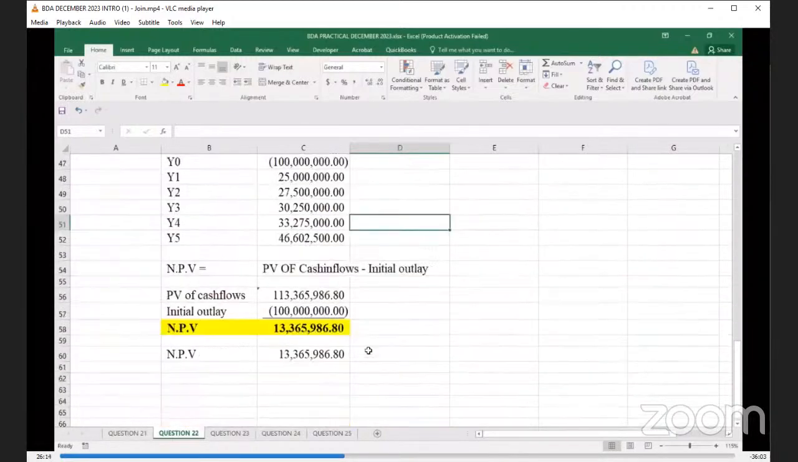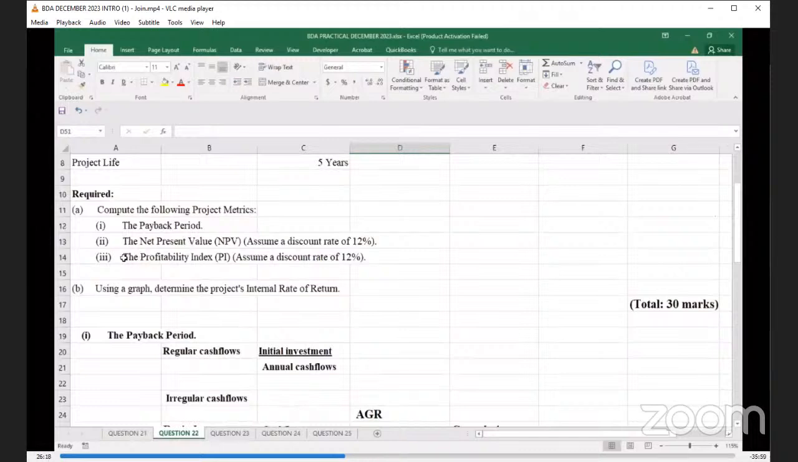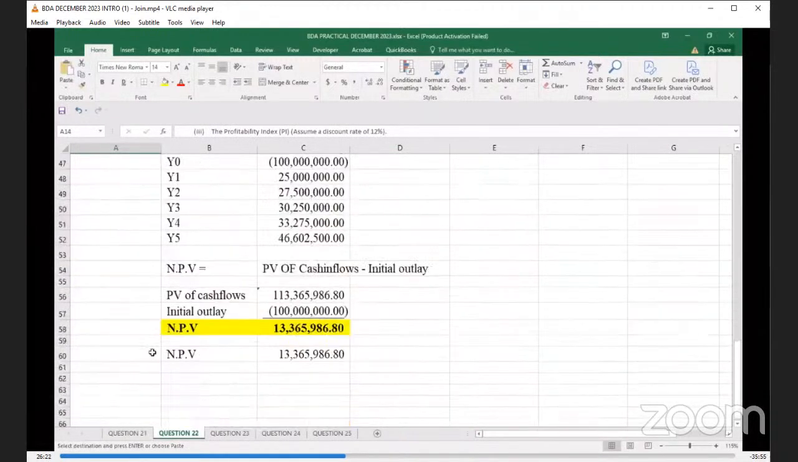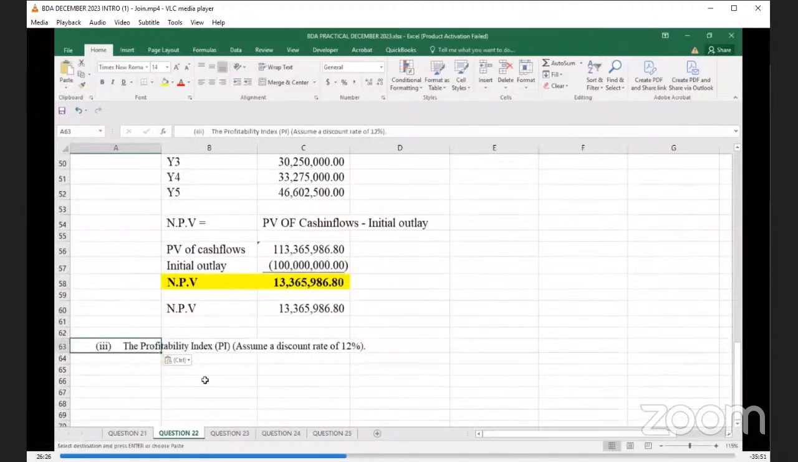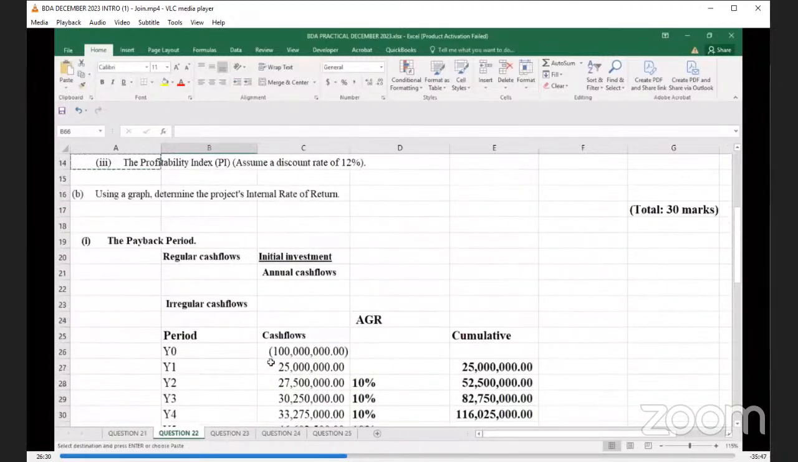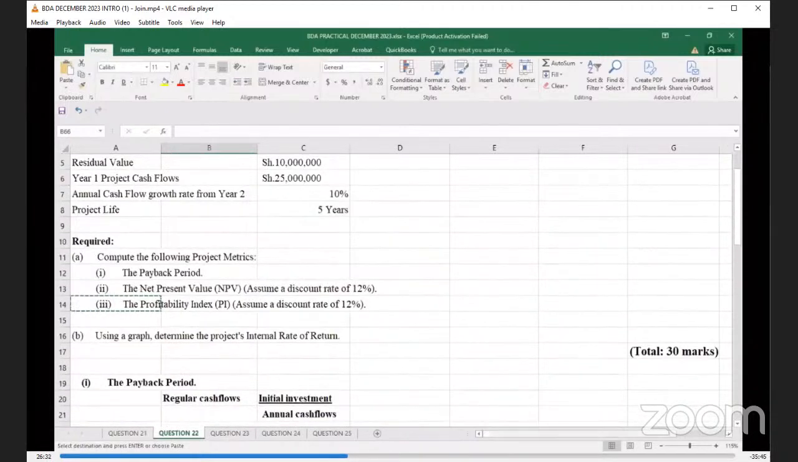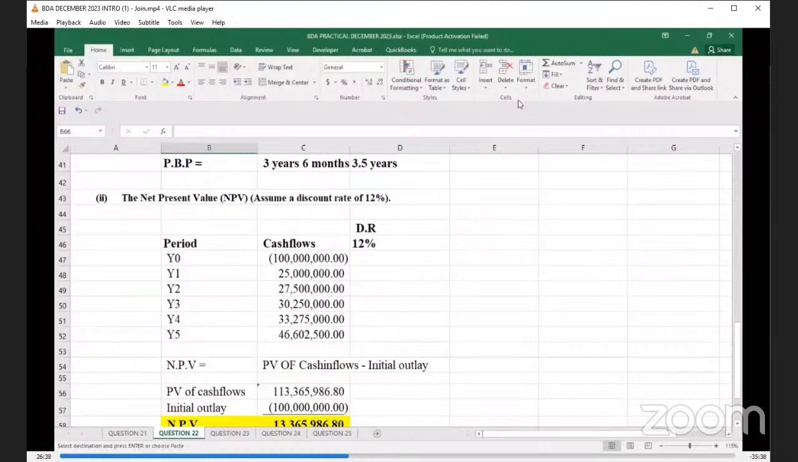So that's the second bit that we were supposed to work out, our NPV. The third bit that our examiner wanted us to compute is the profitability index. So how will you work out your profitability index, my good students?